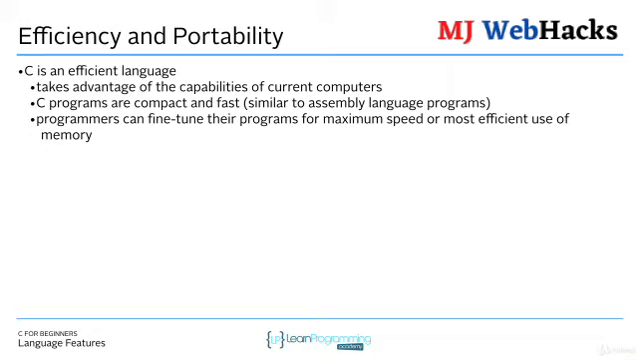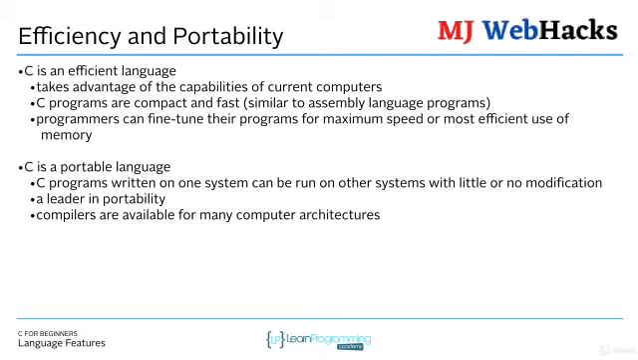That's an efficiency. Programmers can fine-tune their programs to make them even more efficient because it is such low level. They can make more efficient use of memory. You can't do things like this in Java. Java has its own garbage collector, and you can't manipulate the memory to be more efficient. So C is an efficient language. And it's a portable language.